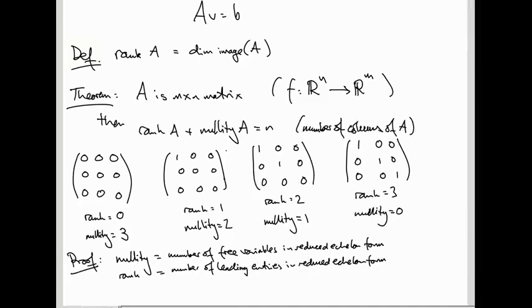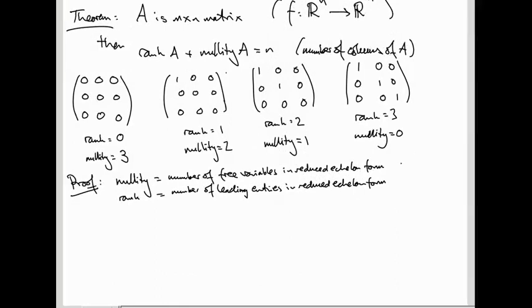That's because every leading entry gives us a dependent variable, and every column that doesn't have a leading entry in it gives us a free variable. So the total number of free plus leading is going to be the total number of columns. In other words, the total number of free variables plus the total number of dependent variables is the total number of variables, which is n. So this we've proved, this we need to prove.